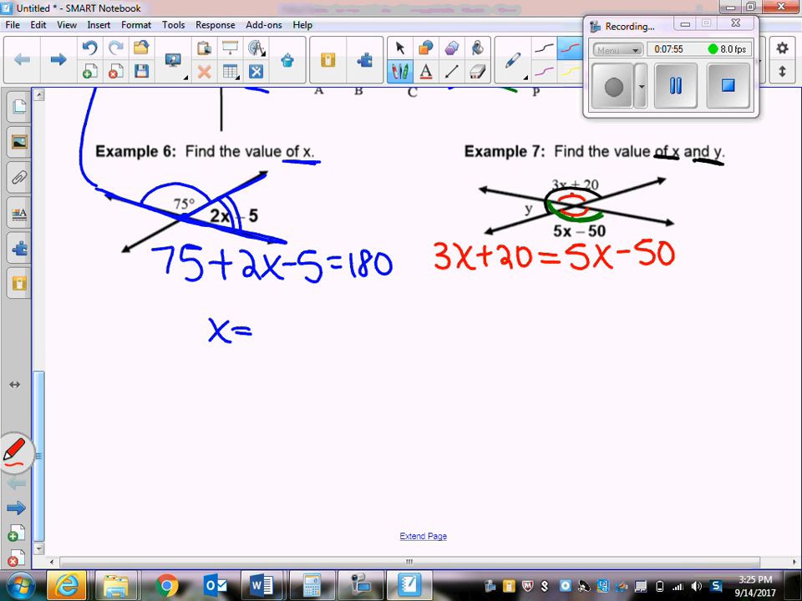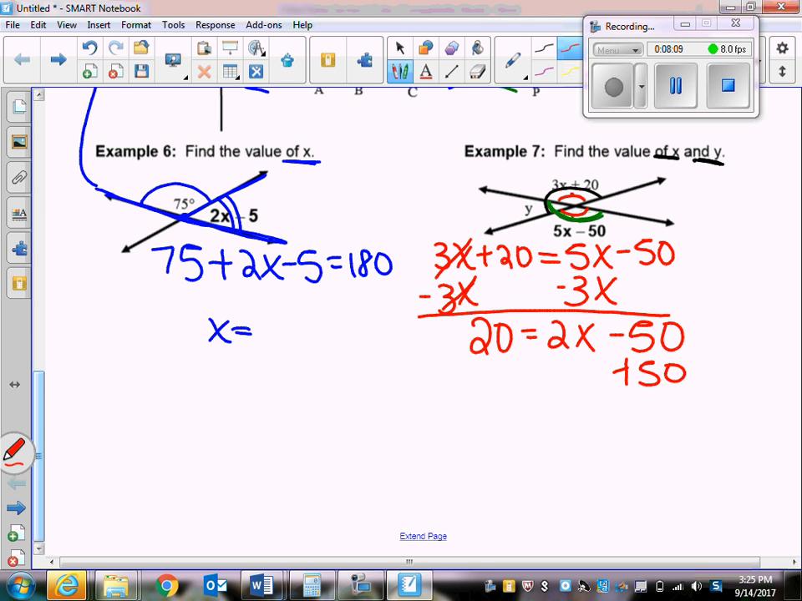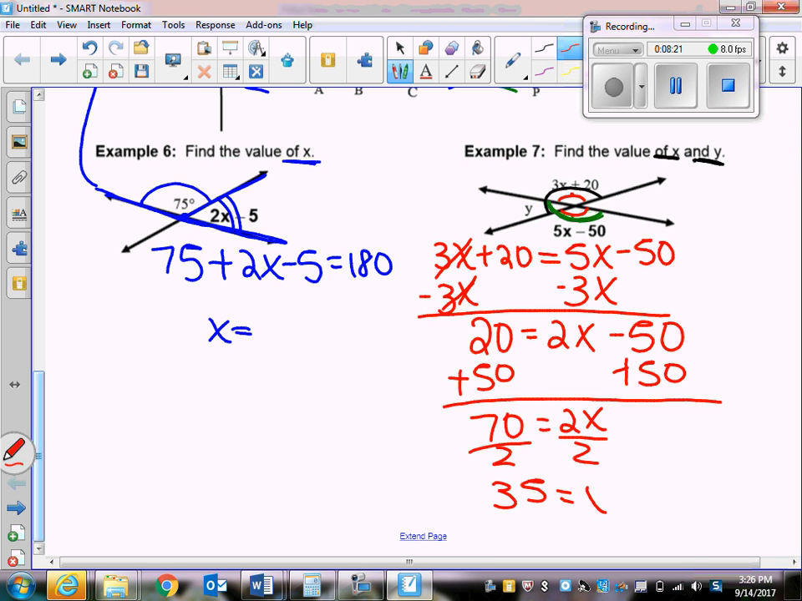Okay, so when you combine like terms or take it to the other side to solve the equation, this crosses out, 20 equals 2x minus 50. Then you do plus 50. 20 plus 50 is 70, equals 2x. 35 is going to be x. Okay, so that's what we got. So we are not done because we need to solve for x and also for y.